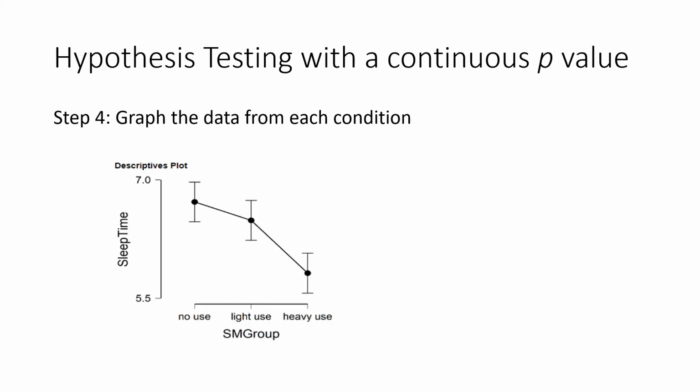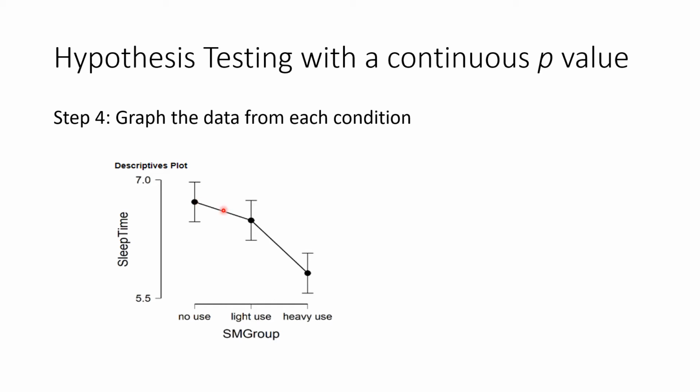The next step is to graph the data from each individual condition. What we can see here is the group that used no social media for a week had the highest sleep average. Light use was a little bit less, and then the heavy use seems like it was quite a bit less. And once you get used to reading these confidence intervals around the means, you'll be able to anticipate the results.